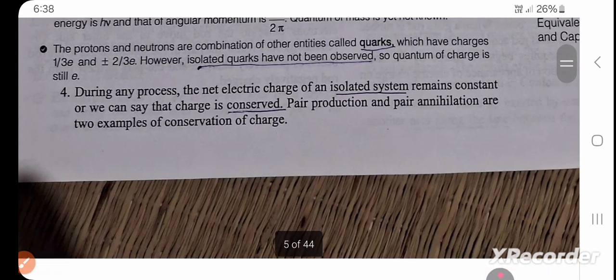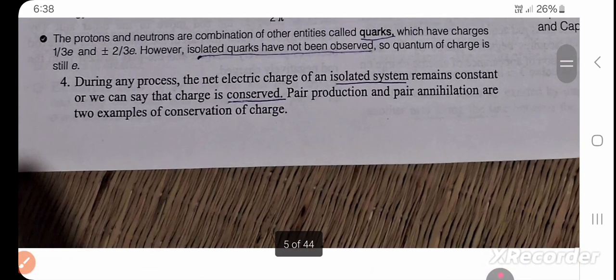During any process, the net electric charge of an isolated system remains constant, or we can say that charge is conserved. Pair production and pair annihilation are two examples of conservation of charge. In pair production and in pair annihilation, the charge is conserved. In any process, the charge is conserved.